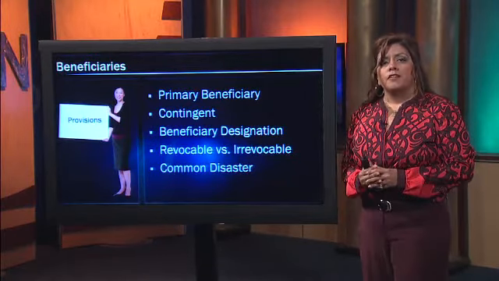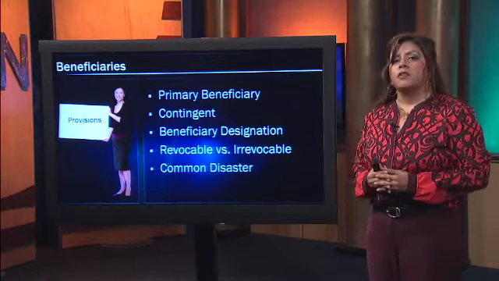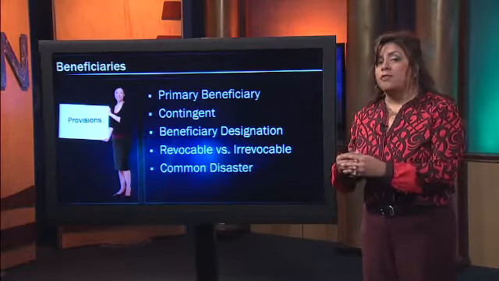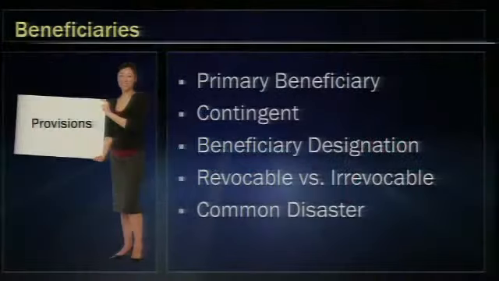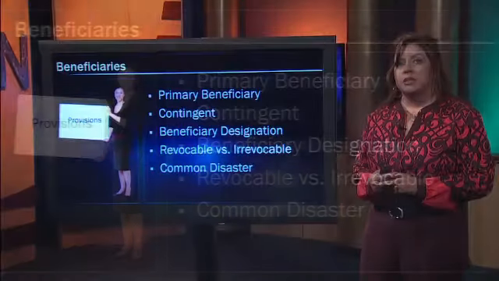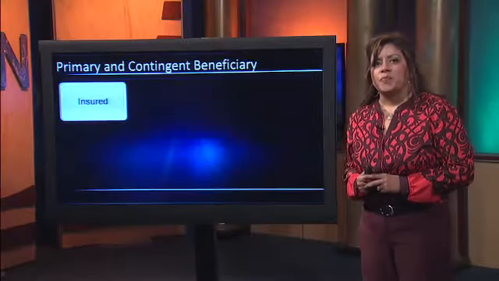So when we look at beneficiaries, there's different types of designation. We have the primary beneficiary, the contingent beneficiary, the beneficiary designation, whether a policy will be revocable or irrevocable, and the common disaster clause. So let's take a look.